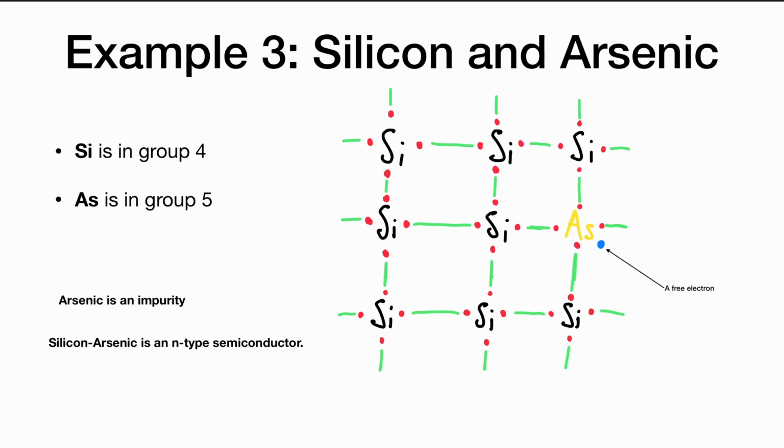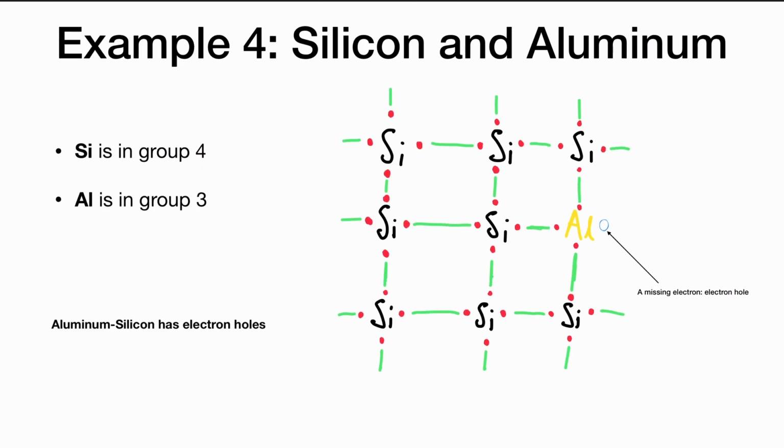What happens if we had introduced a foreign atom which had a lower number of outer shell electrons than the host substance? In our case it's silicon. Let's consider a very simple one. This is aluminium. Aluminium has 3 outer shell electrons.